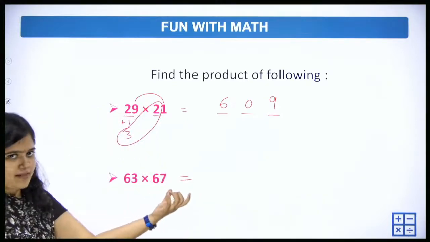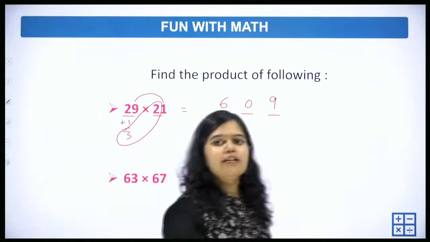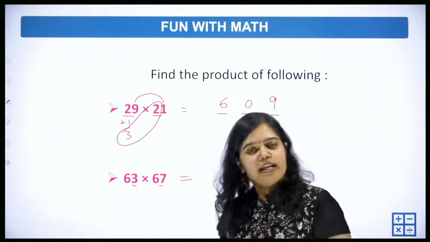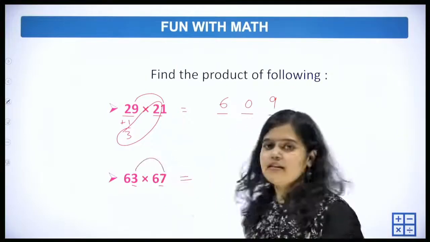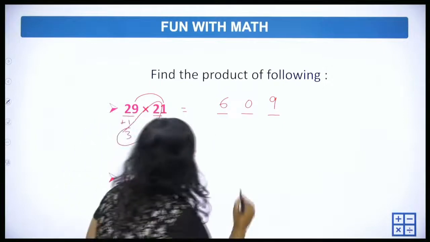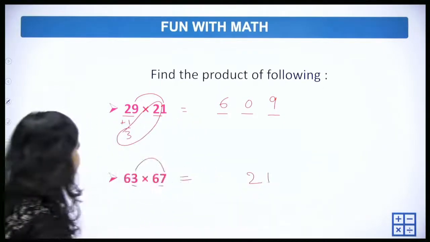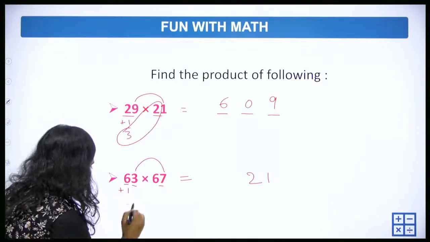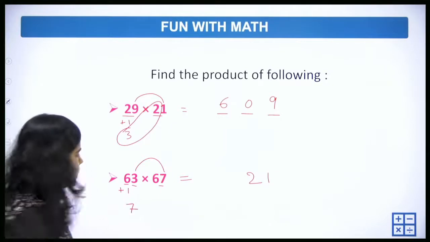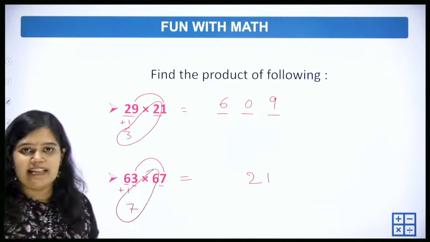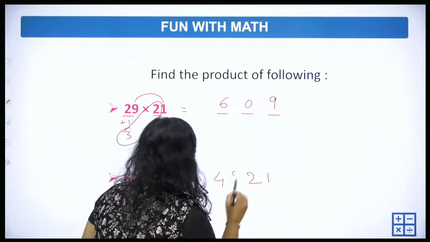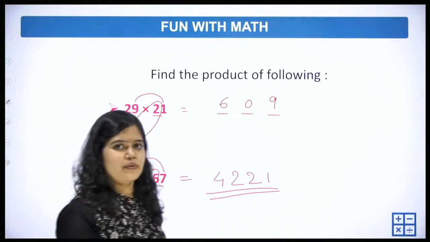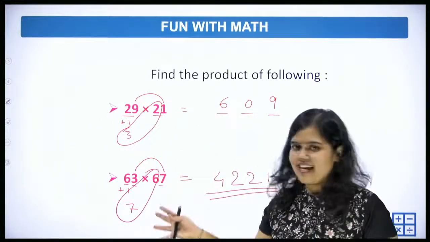63 into 67. What are the ones places here? The ones places are 3 and 7. And multiply 3 and 7. We get 7 3s 21. And then 6 and 6. Instead of 6, we'll add 1 and it becomes 7. And then what are we doing? We are multiplying 6 and 7. 6 7s 42. So the answer is 4221. Clear? This is how we do it. Just have a look at it once.